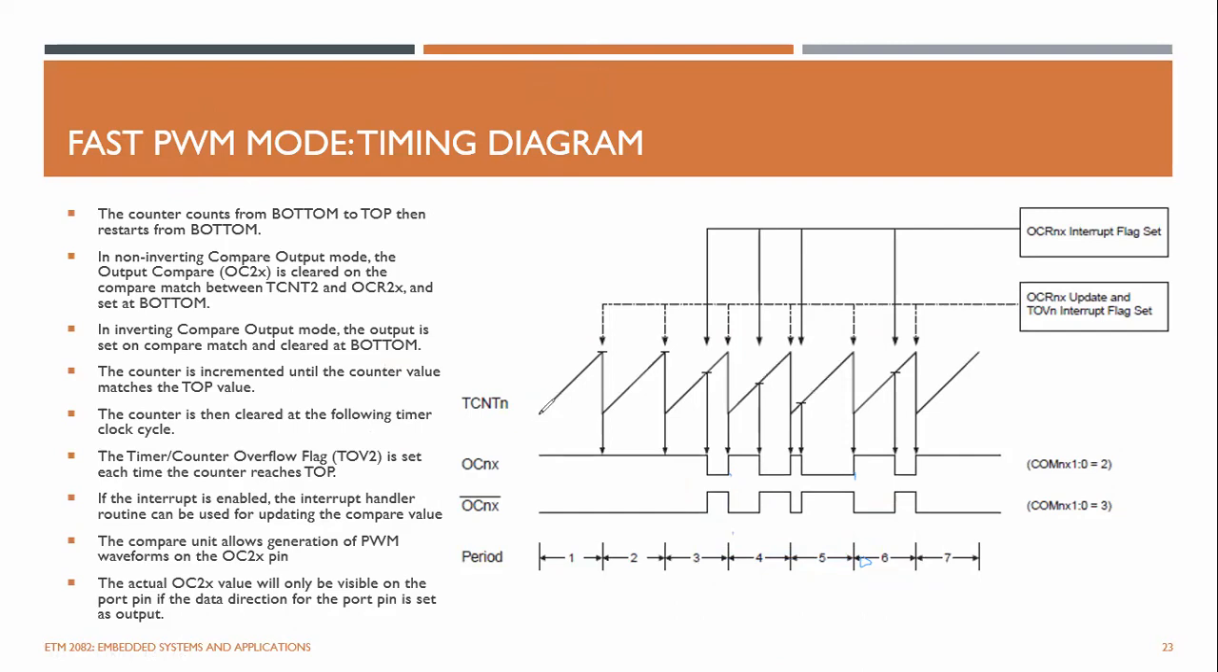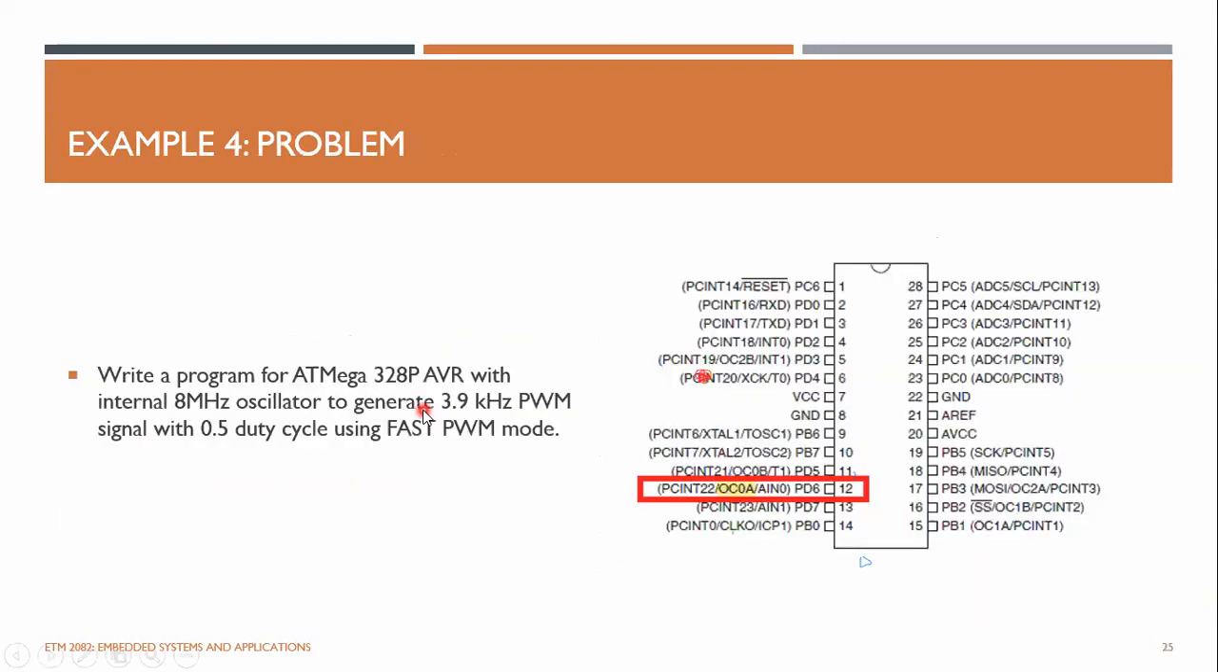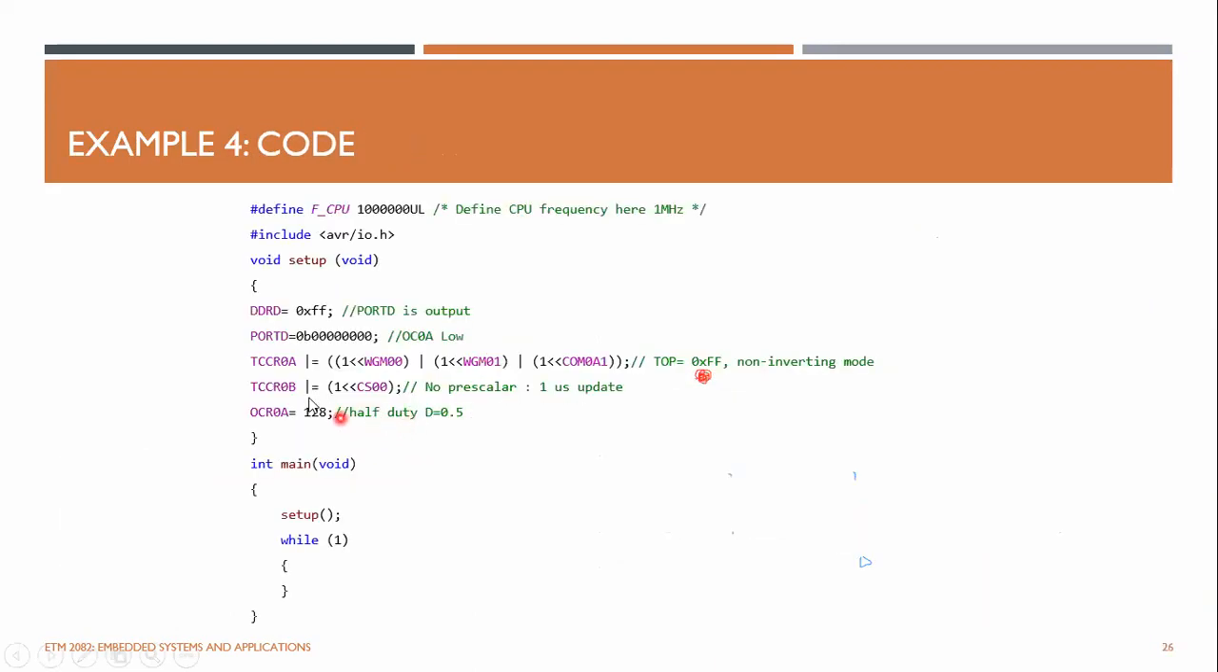This is the timer value, right? And the timer value starts from 0 and goes to top. And this is your compare match value, right? What is the value that you are going to write in that register, OCR0A? Okay.